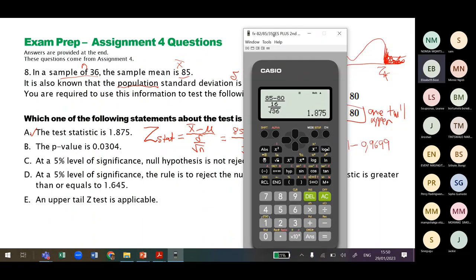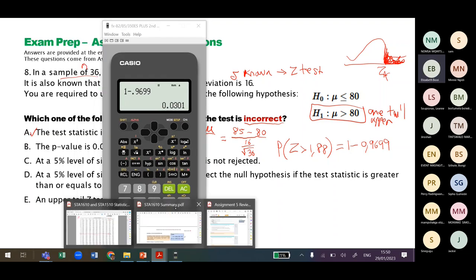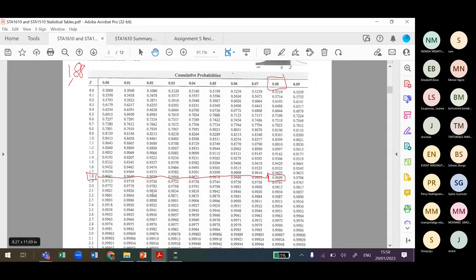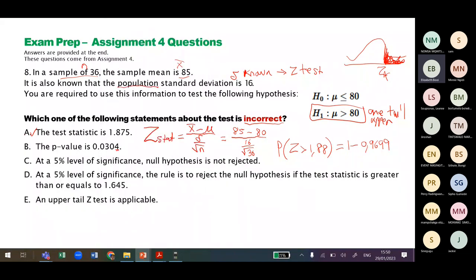The p-value would be 1 minus 0.9699. Did I also get the right value? Yes, it's 9699. The p-value is 0.0301. I don't know why they have a 4 there.